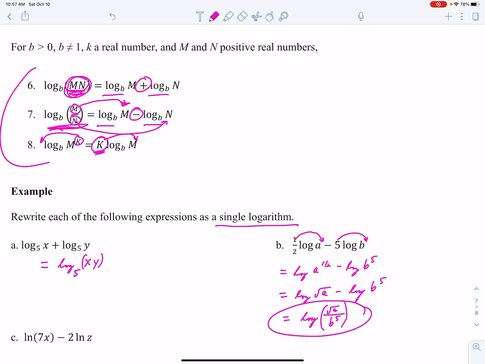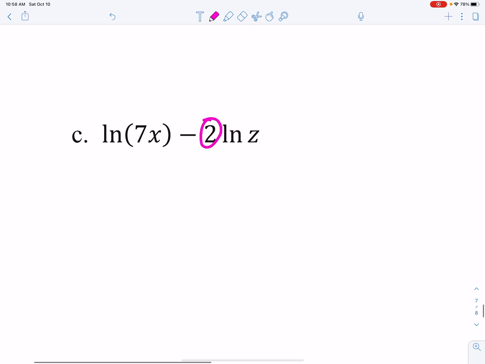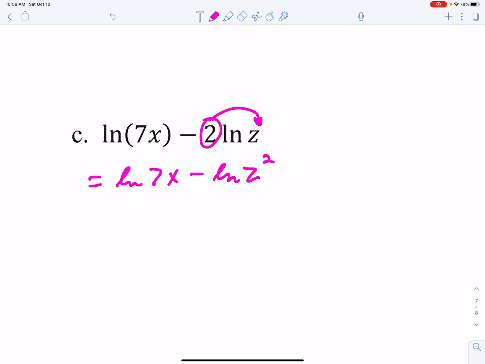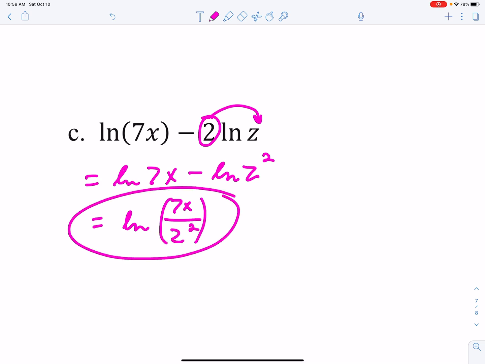All right, one more. We have natural log of 7x minus 2 natural log of z. Rule 8 says we're allowed to take that as an exponent, so don't forget your equal sign. So natural log of 7x minus natural log of z squared. Now we have a subtraction here, so we're allowed to do division. First one divided by second one. So natural log of 7x over z squared. And now it's a single logarithm.